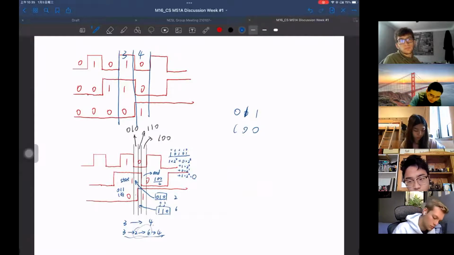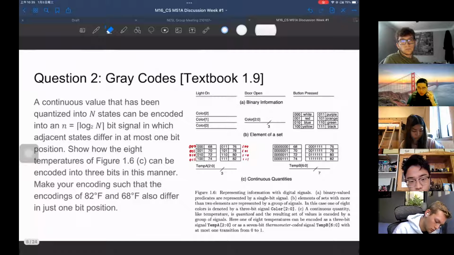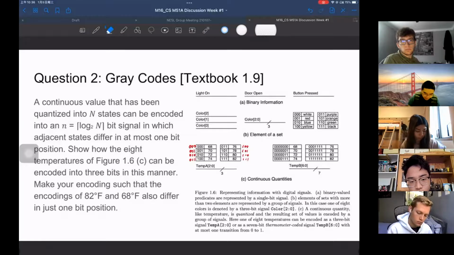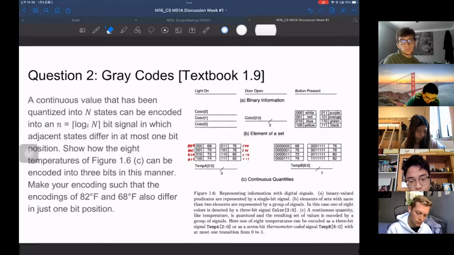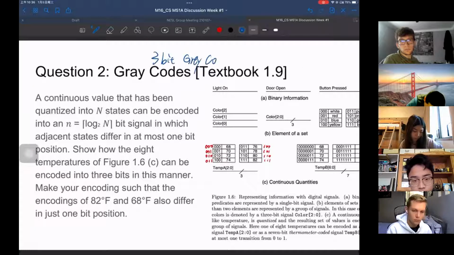So that's why there is a smart guy called Gray, who proposed: what if I change only 1 bit every time from one number to the next number? And this question is just to ask you to design a 3-bit Gray code.